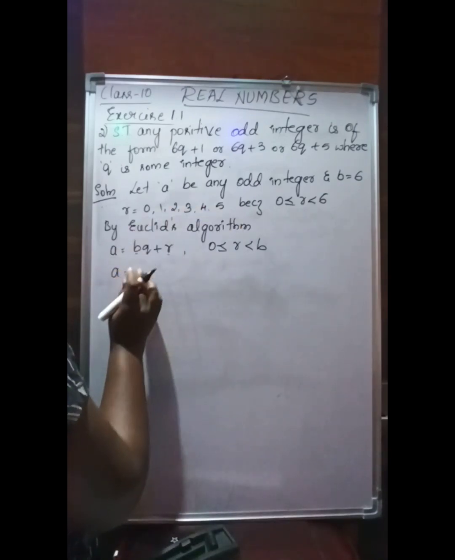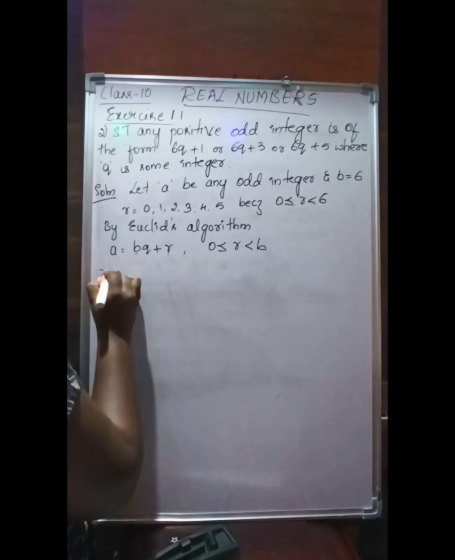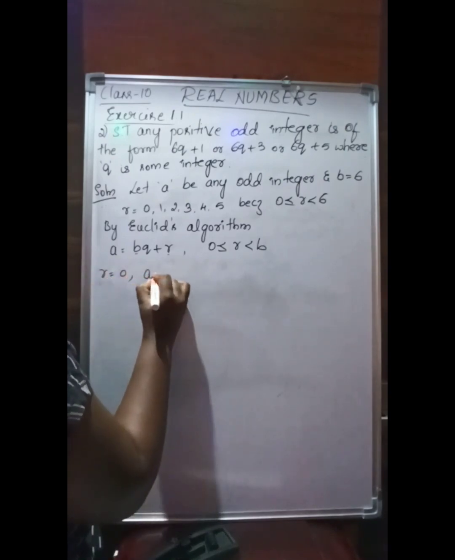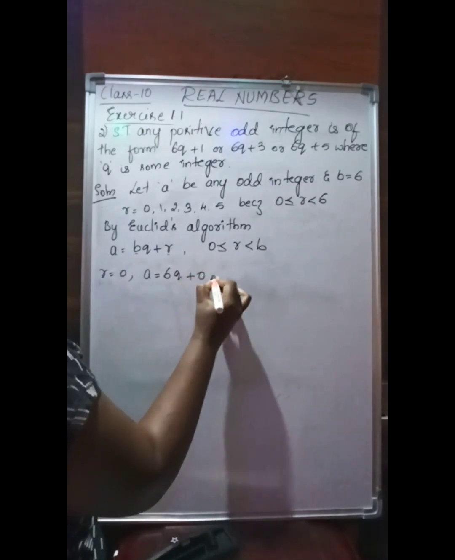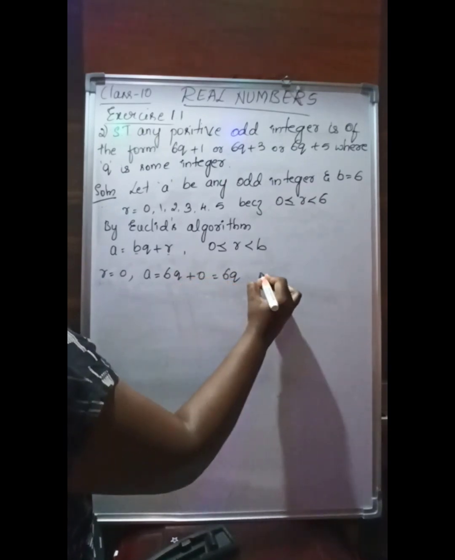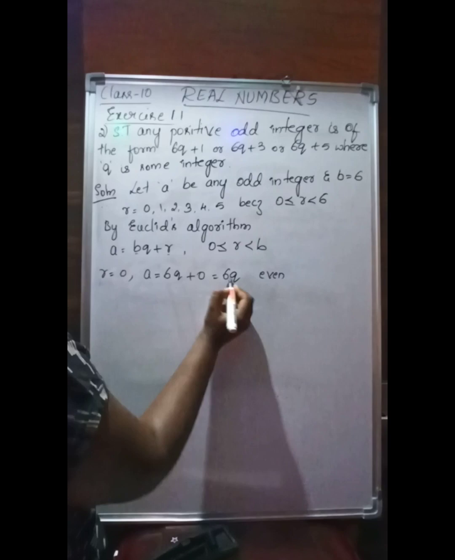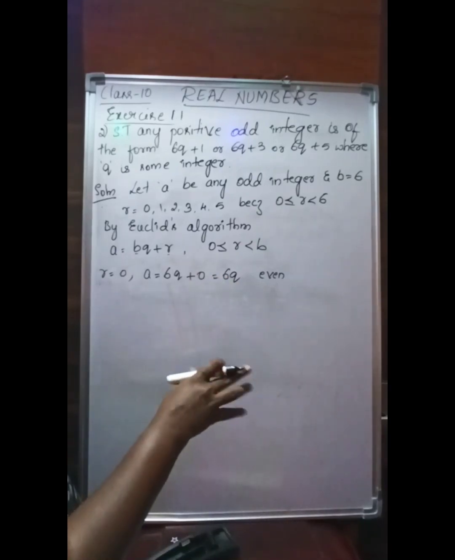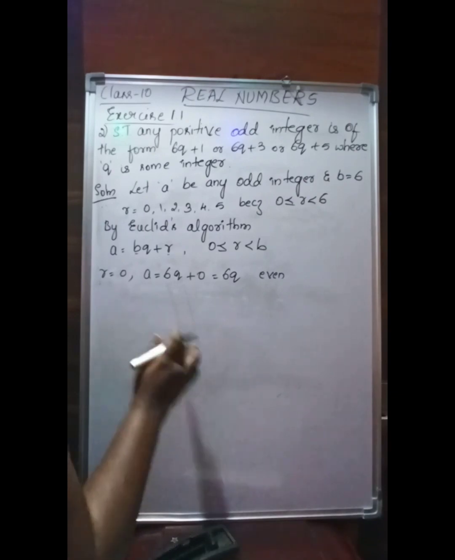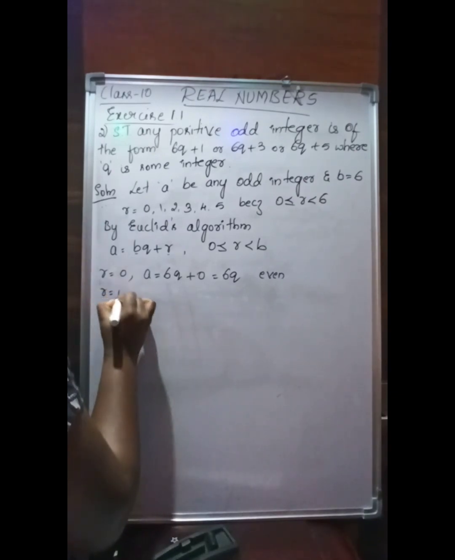So first one, if you consider R equals 0, A will take the value of 6q plus 0, it will become 6q. This is even. If you substitute any value to q, like 1, 2, 3, 4, 5, it will give you an even number only. Now consider r equals 1.